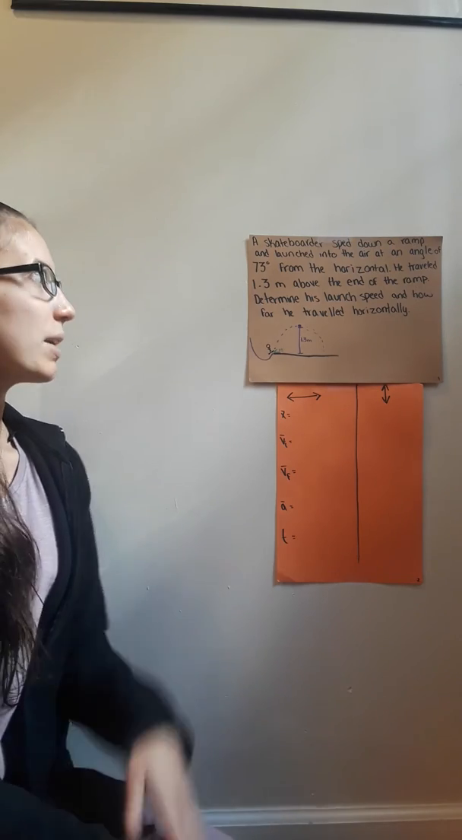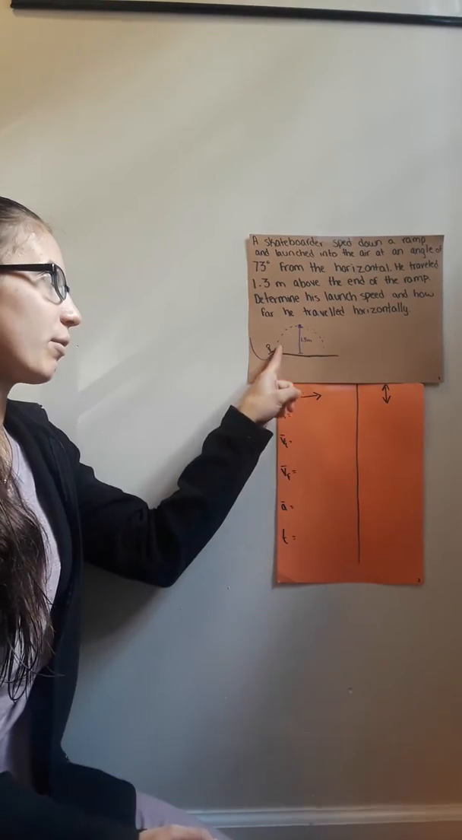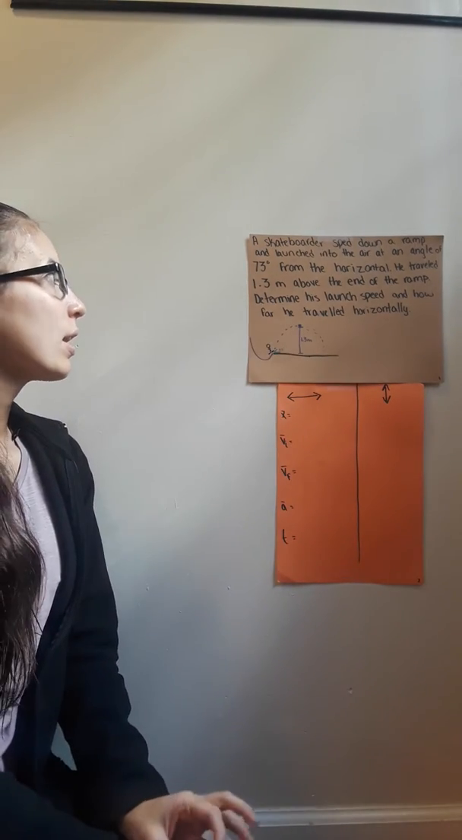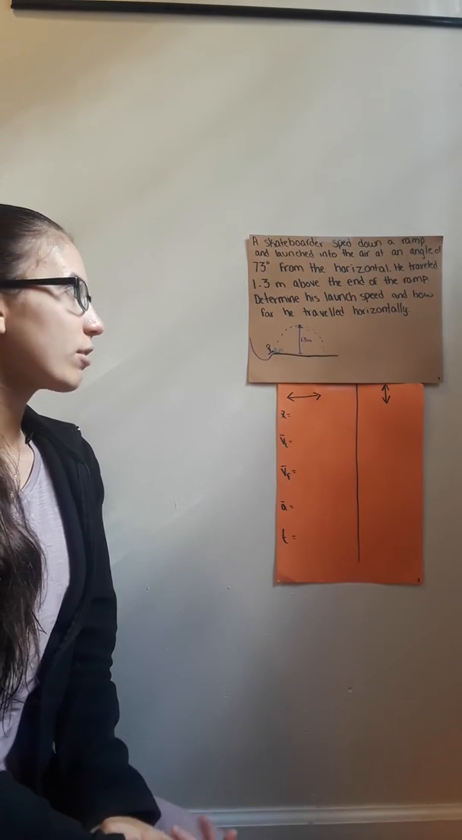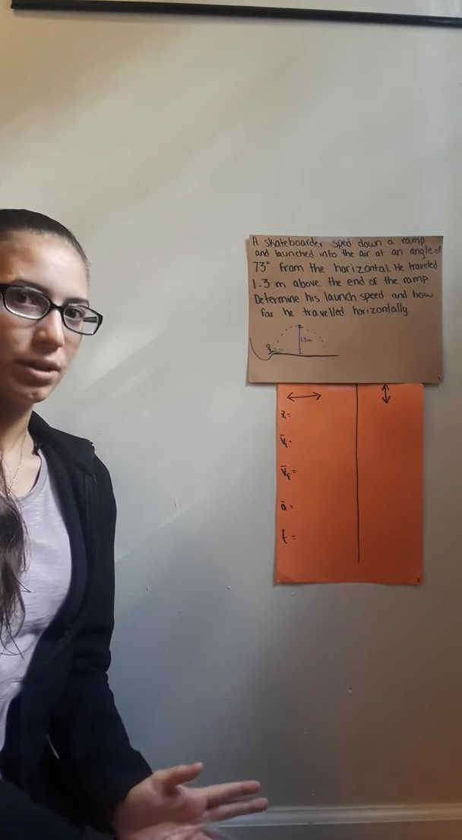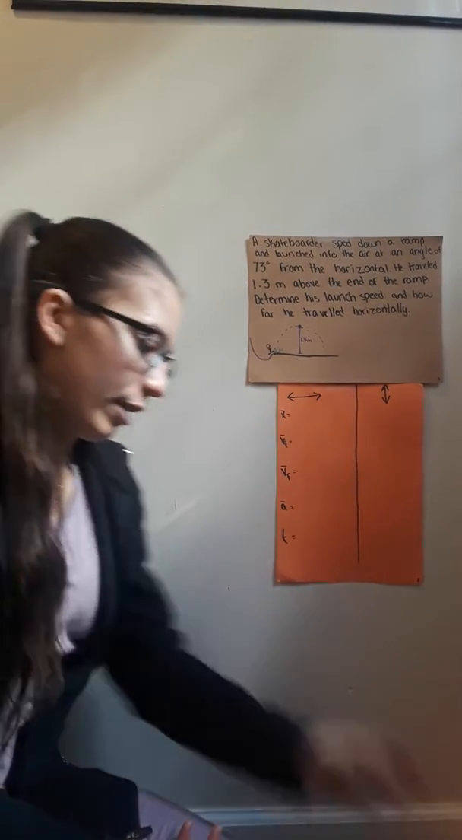So today our problem is: a skateboarder sped down a ramp and launched into the air at an angle of 73 degrees from the horizontal. He traveled 1.3 meters above the end of the ramp. Determine his launch speed and how far he traveled horizontally. So to do this, let's discuss what we already know.